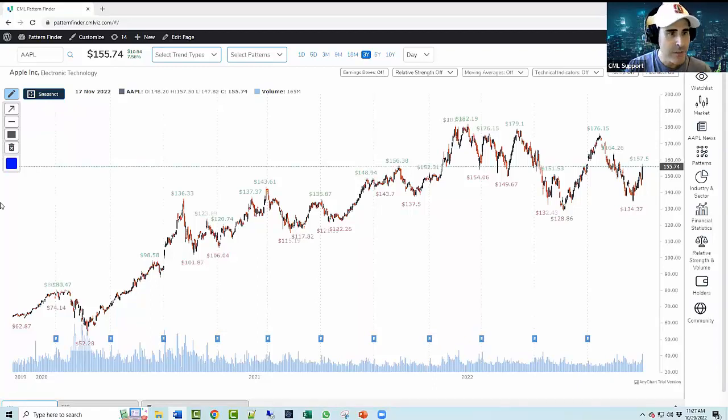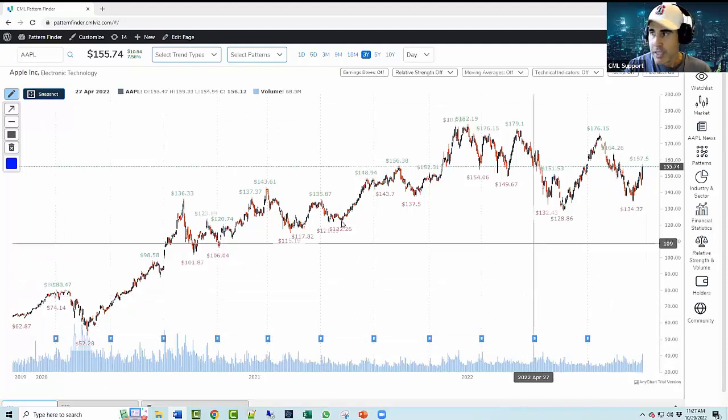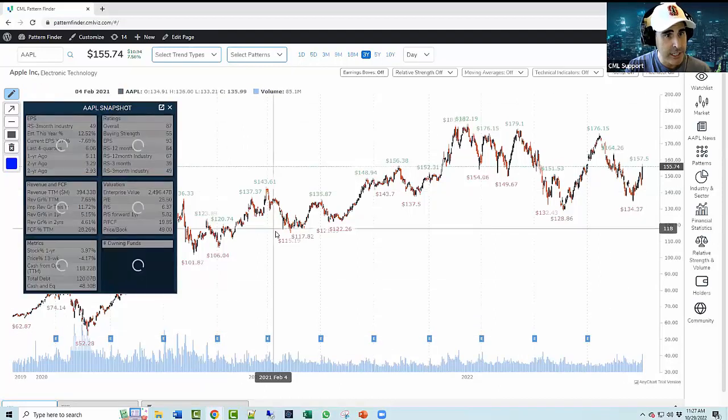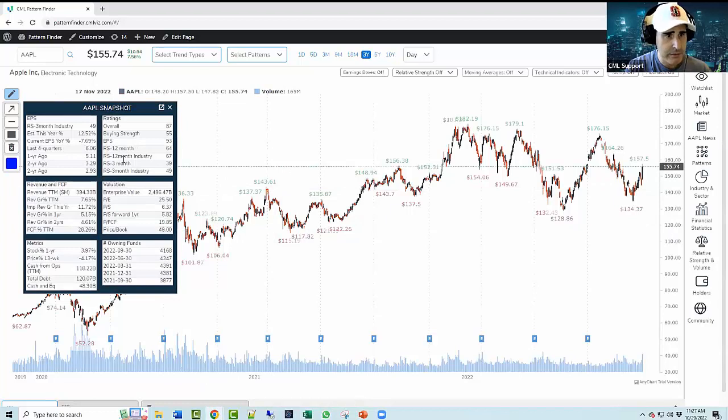Okay. The majority of this screen is a stock chart. I think you see that. The upper left-hand side is a snapshot. So you click it, you'll see some ratings, the relative strength, EPS history, fundamentals, valuation measures, number of funds owning the stock, and some metrics like the 1-year return, 13-week return, cash from operations, things like that. This is the snapshot.